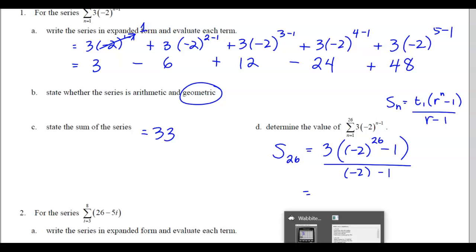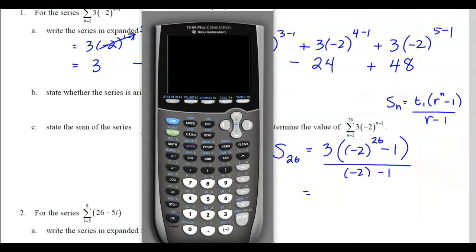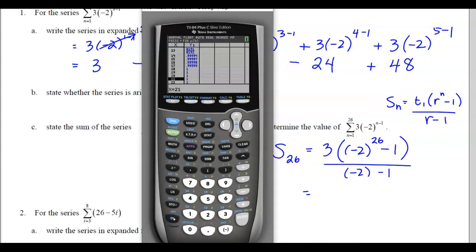And again, you can put it all into your calculator. If you want to do it in fraction form, you can. So 3 bracket, another bracket, negative 2, close bracket to the 26. Now, if you remember that a negative to an even exponent is positive, you could just put in 2 to the 26.